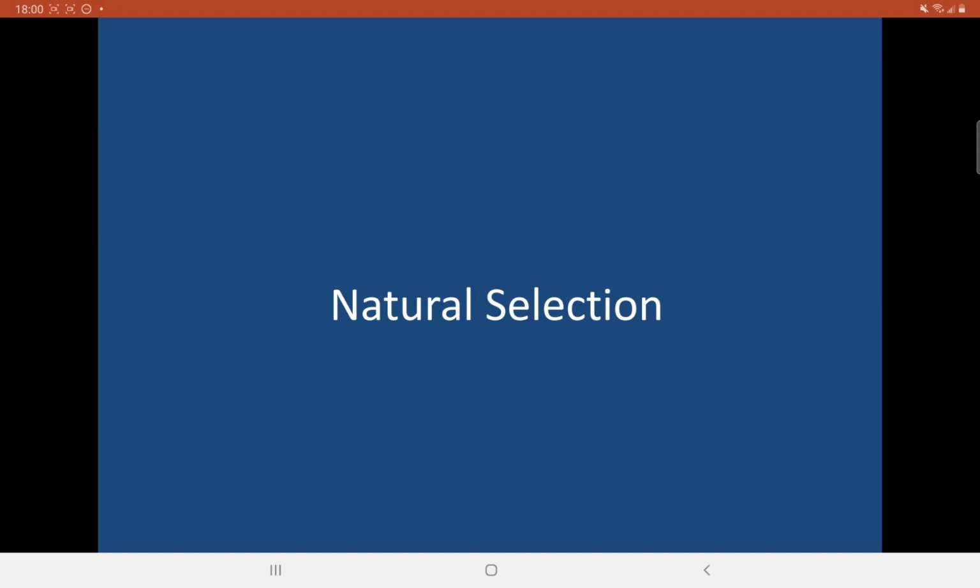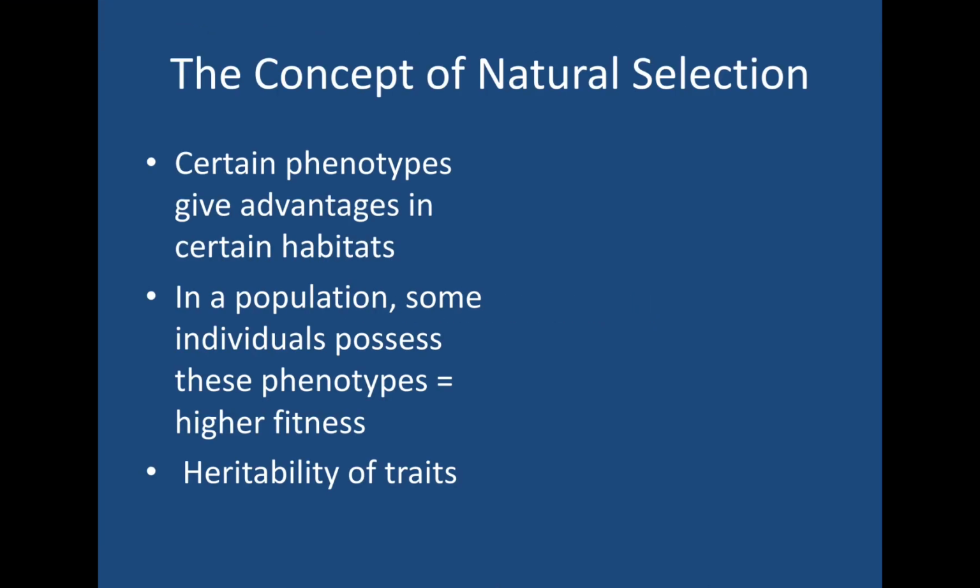So let's move on to natural selection. And you already know what natural selection is, right? It refers to how organisms survive because of their adaptations, which give them an advantage in specific habitats. Well, Darwin's idea of natural selection came under many different assumptions and inferences.